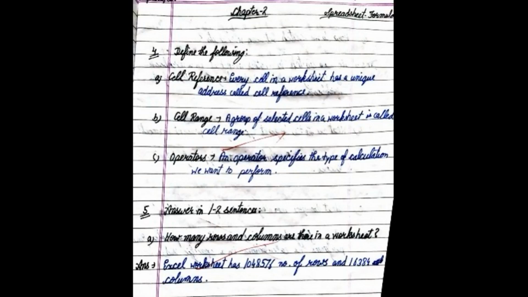Second is cell range. A group of selected cells in a worksheet is called cell range.